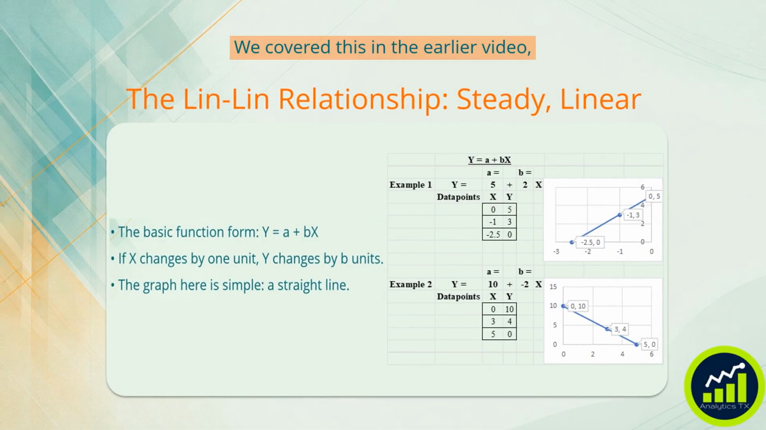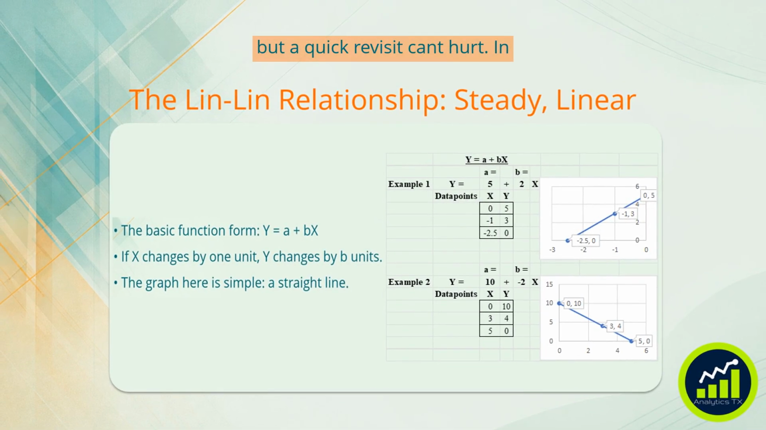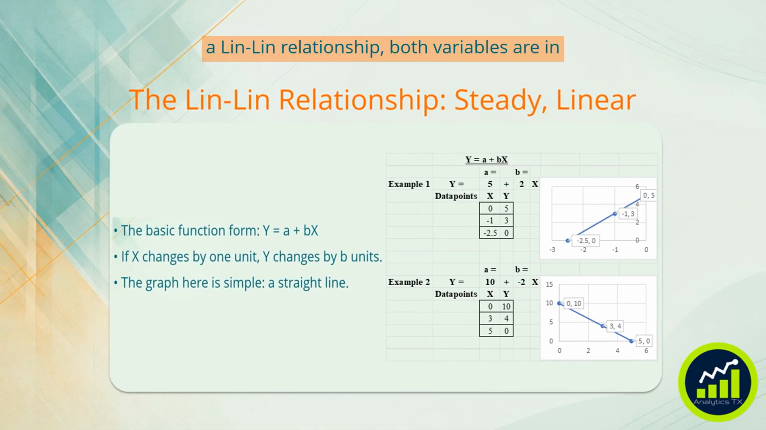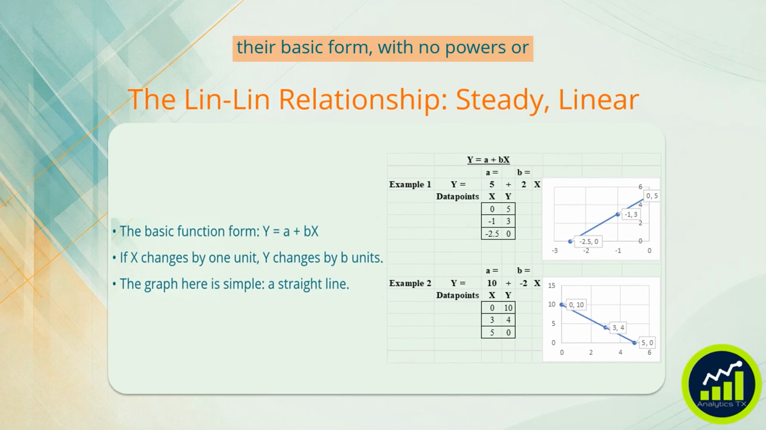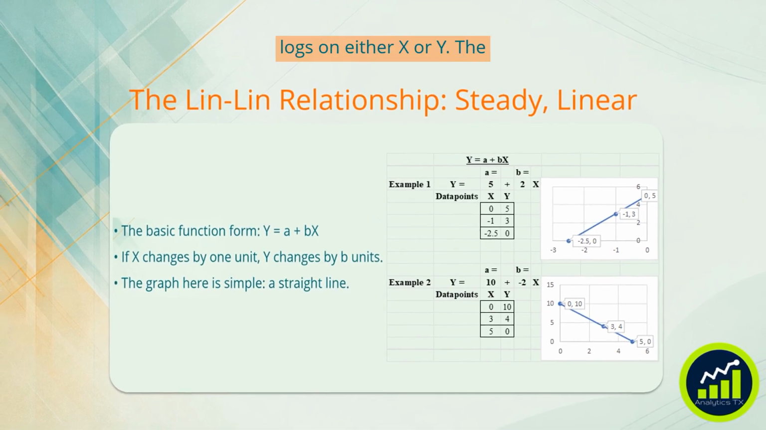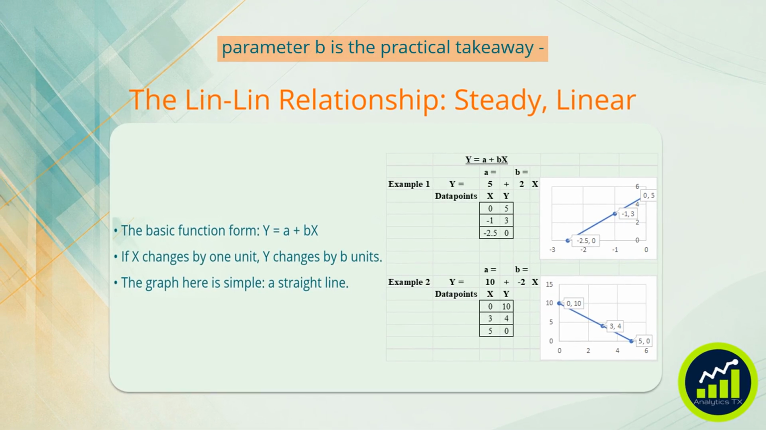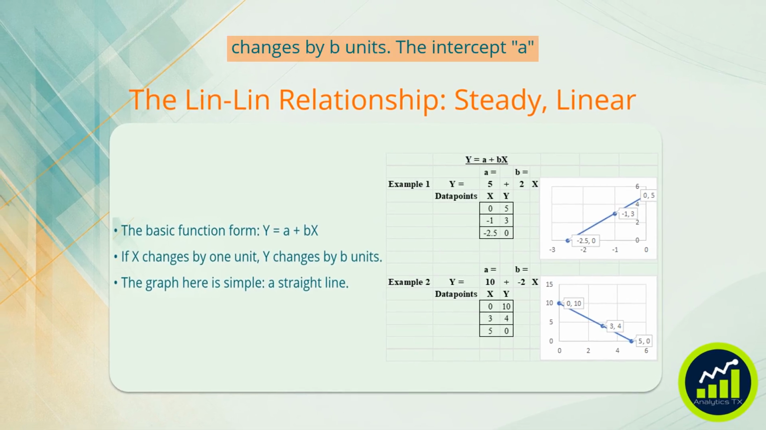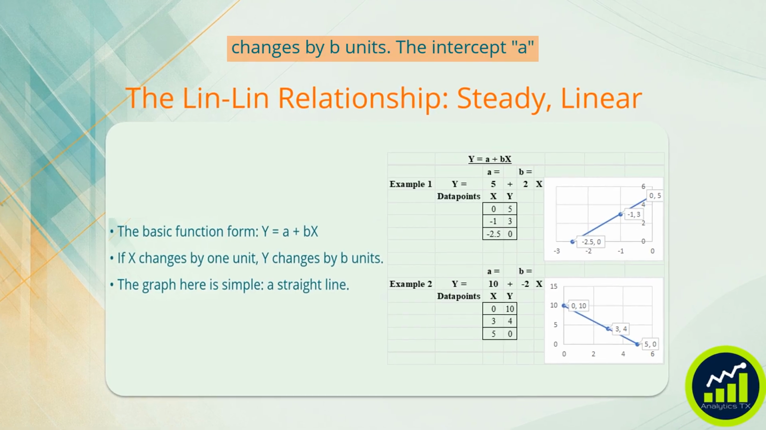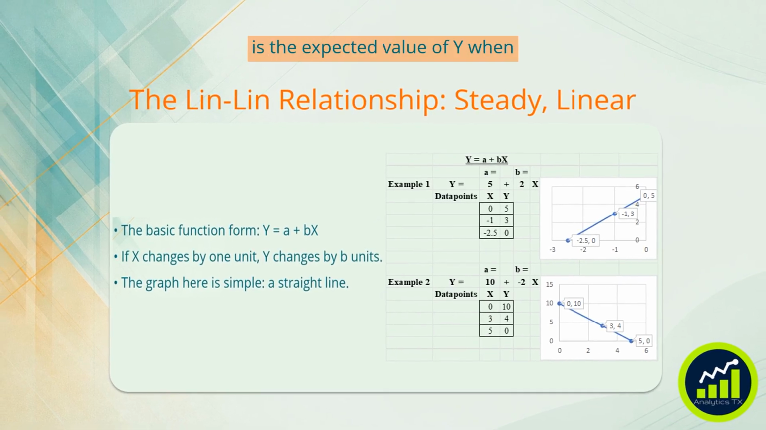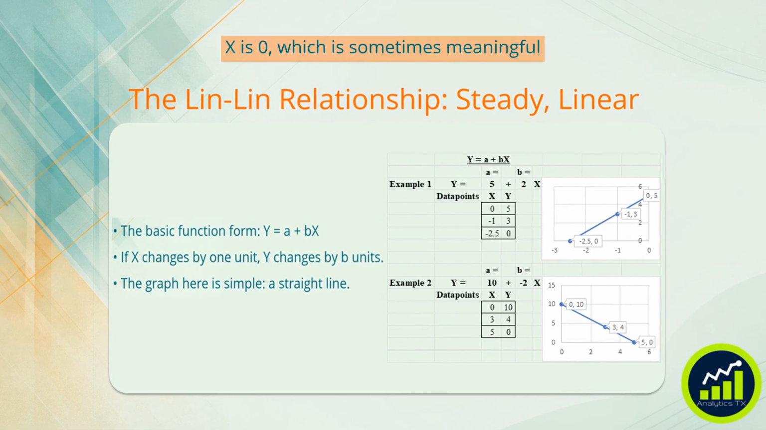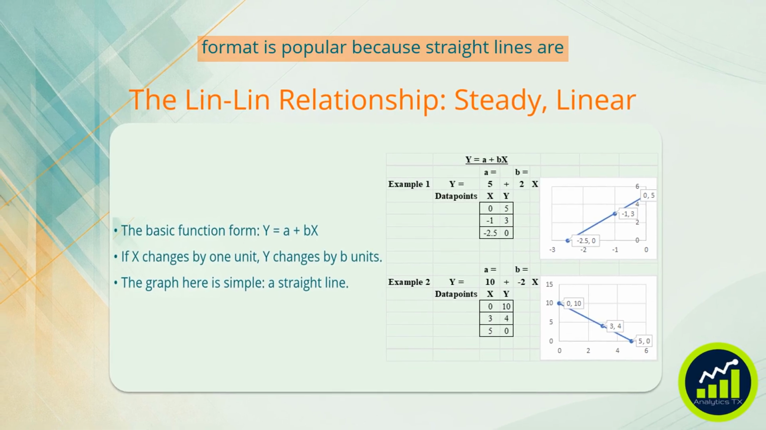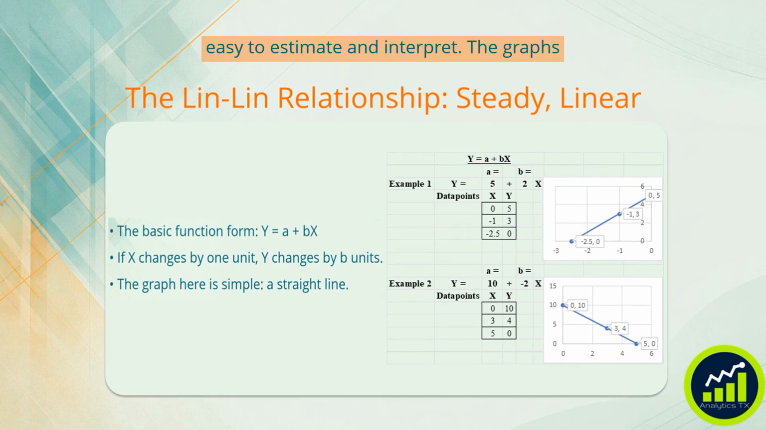We covered this in the earlier video, but a quick revisit can't hurt. In a Lin-Lin relationship, both variables are in their basic form, with no powers or logs on either x or y. The parameter b is the practical takeaway. When x changes by 1 unit, y changes by b units. The intercept a is the expected value of y when x is 0, which is sometimes meaningful and sometimes just a modeling anchor. This format is popular because straight lines are easy to estimate and interpret.